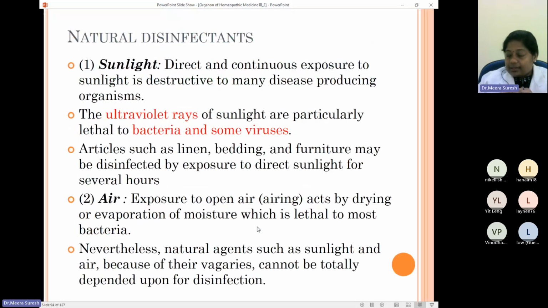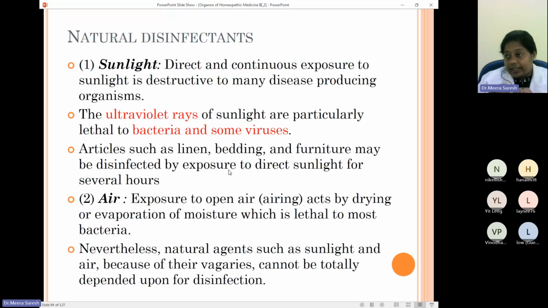The natural disinfectants, as I told you in the previous slide, are mainly sunlight and air. Direct and continuous exposure to sunlight is destructive to many disease-producing agents. The ultraviolet rays can be very lethal to bacteria and some of the viruses. So all the articles that have been used by the patient, like linen, bedding, furniture, may be disinfected by exposing them to direct sunlight for several hours. The second natural disinfectant is air, exposing to open air.